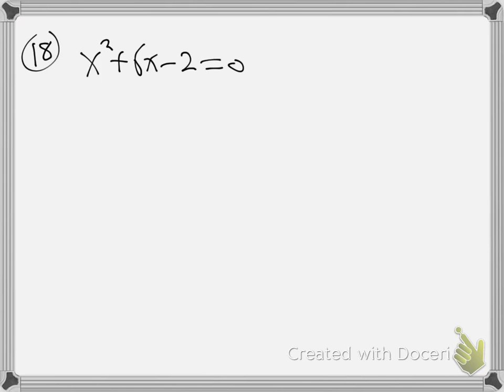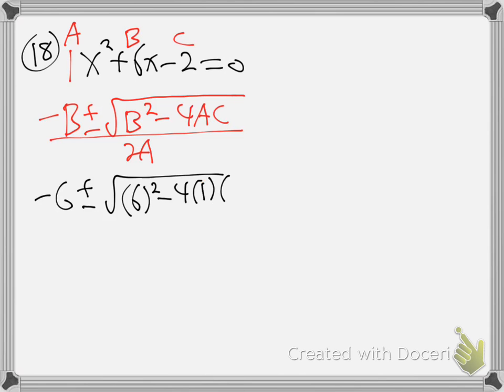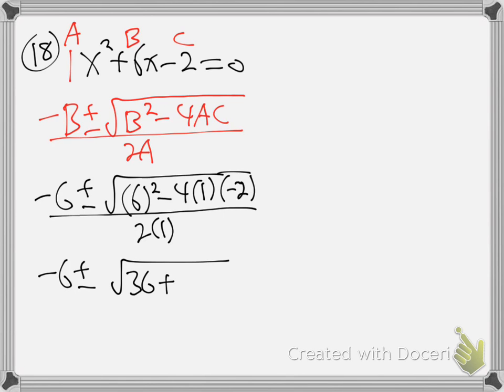So what's A? 1. B is 6. C is negative 2. So negative B plus or minus the square root of b squared minus 4ac all over 2a. Stuff them in there. So negative b, negative 6, plus or minus square root of b squared minus 4 times a times c all over 2a. We good there, and then that's negative 6 plus or minus square root of 36 plus 8. You guys get plus 8 down there? It's plus 8, right? Because the two negatives, negative 4, negative 2, make plus 8.